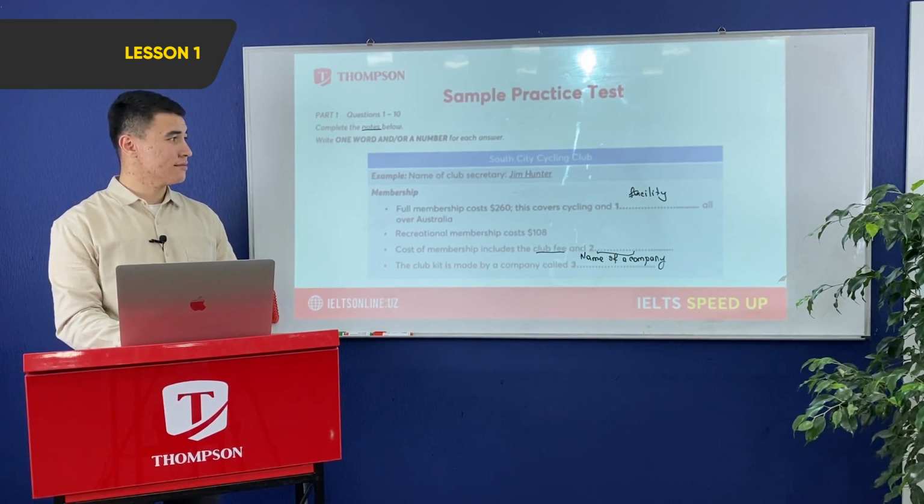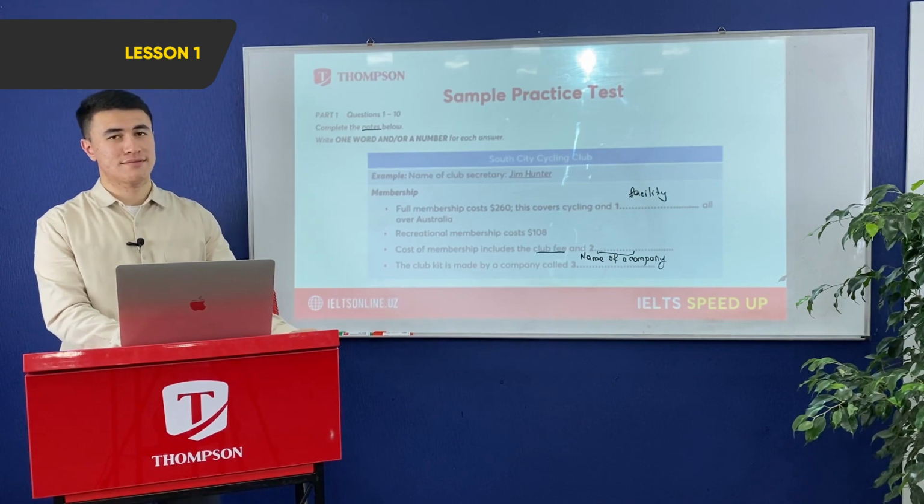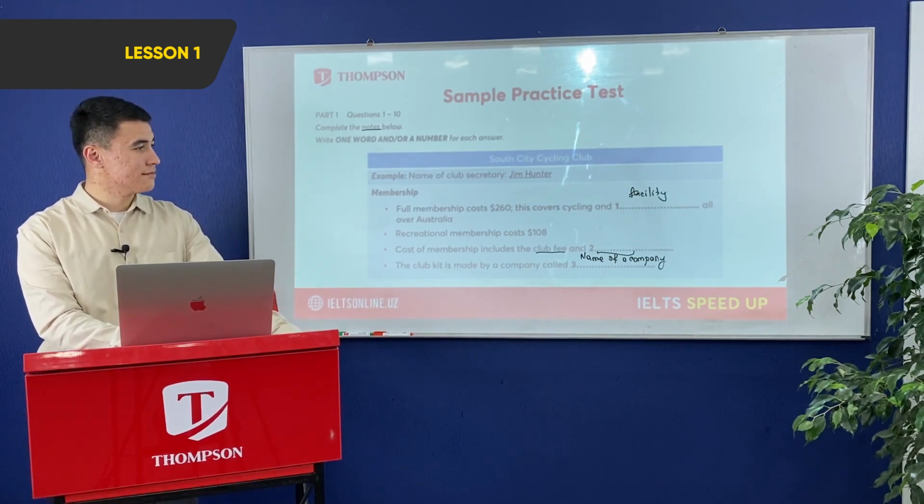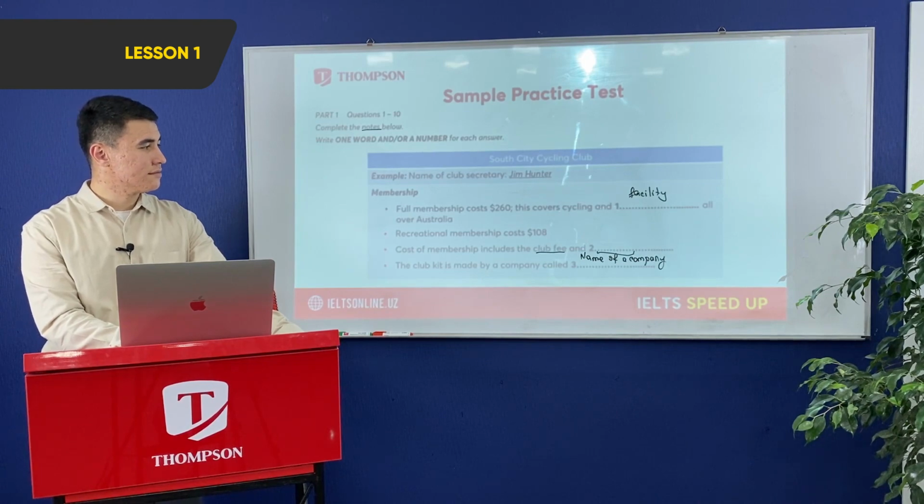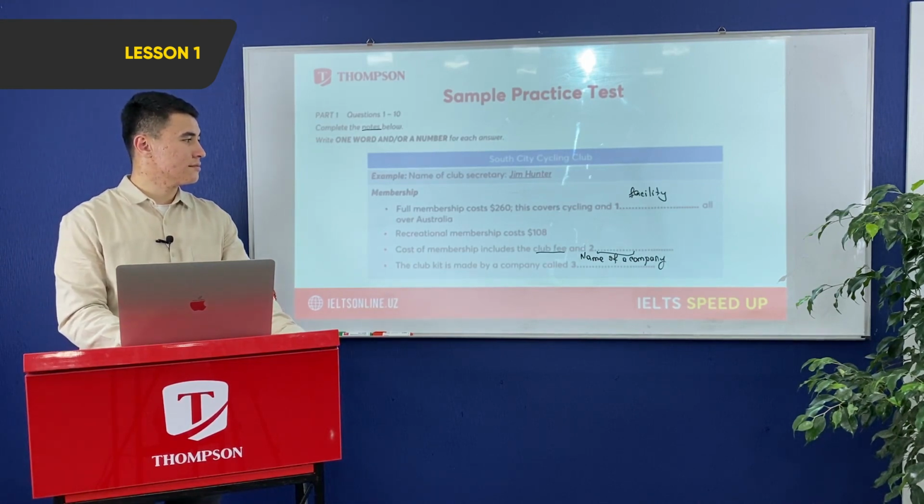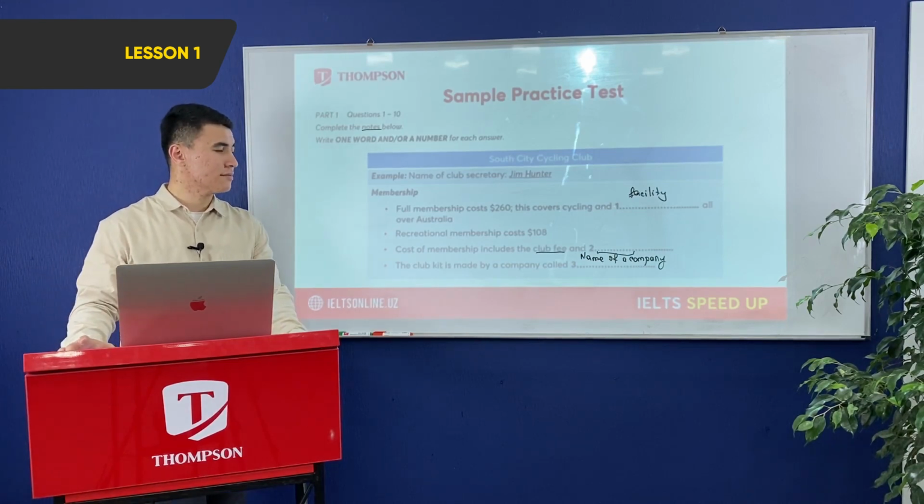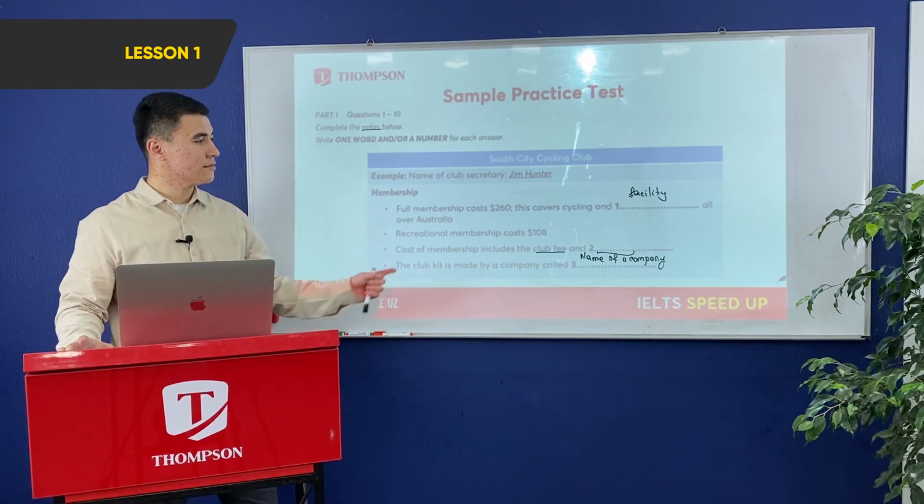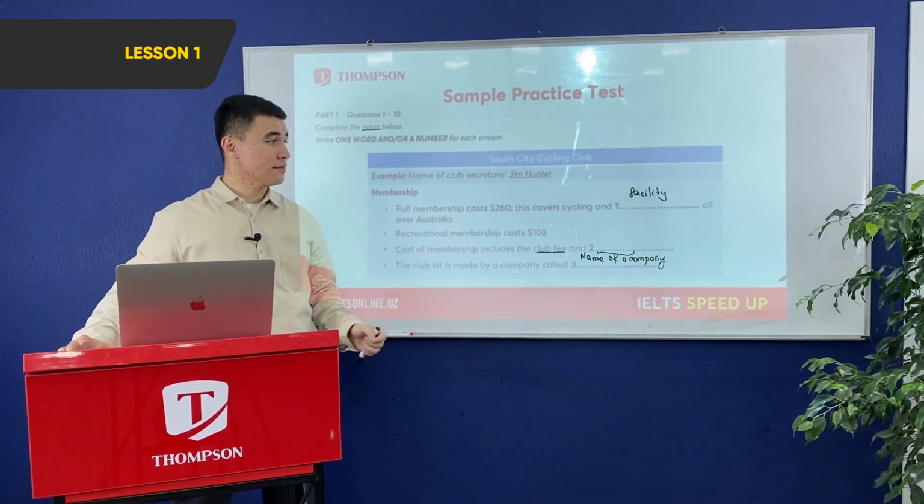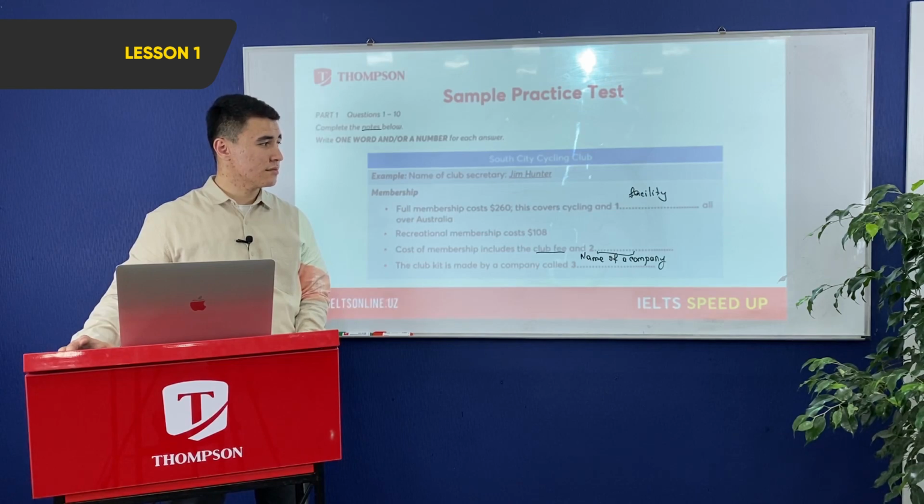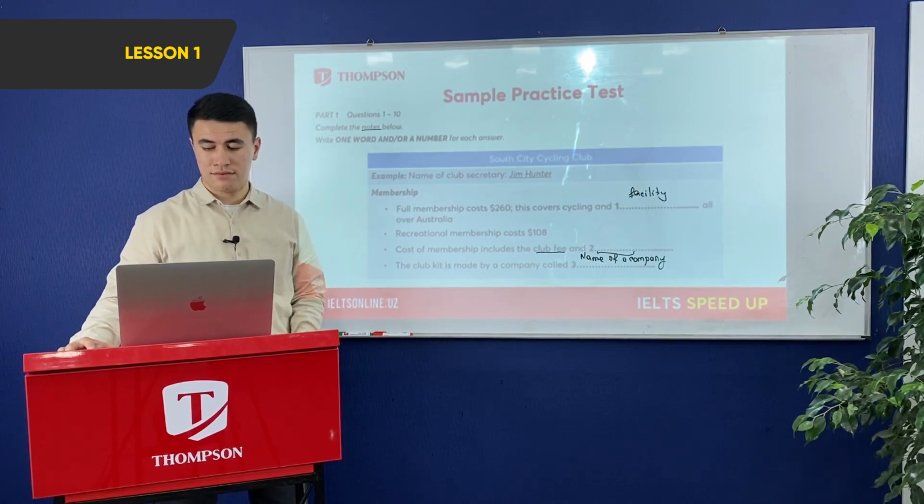Hello, South City Cycling Club. Oh, hi. I want to find out about joining the club. Right, I can help you there. I'm the club secretary and my name's Jim Hunter. Oh, hi, Jim. So, are you interested in membership for yourself? That's right. Okay, well there are basically 2 types of adult membership. If you're pretty serious about cycling, there's the full membership. That costs $260, and that covers you not just for ordinary cycling, but also for races both here in the city and also in other parts of Australia.